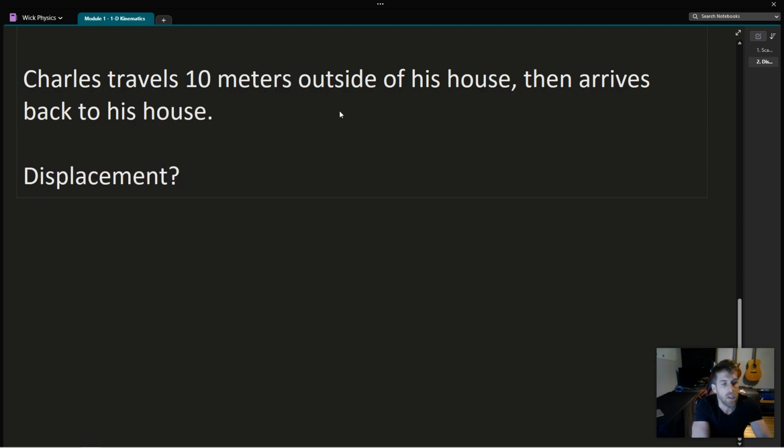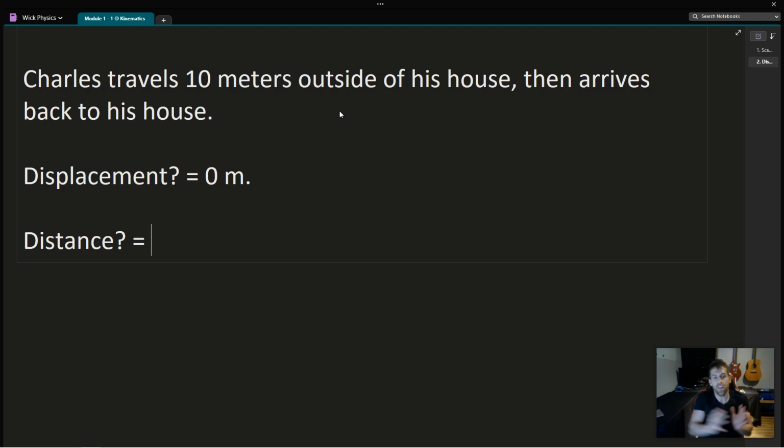Displacement? Think about that. Travels 10 meters outside of his house, then arrives back to his house. Displacement equals 0 meters. Okay? Again, arrived back to his house. It was written down. There's no numeration for that in the sentence or in the question. But what about distance? 10 meters outside of his house.